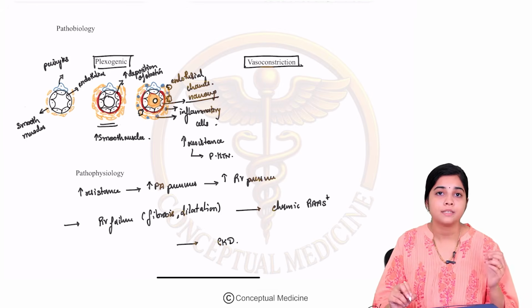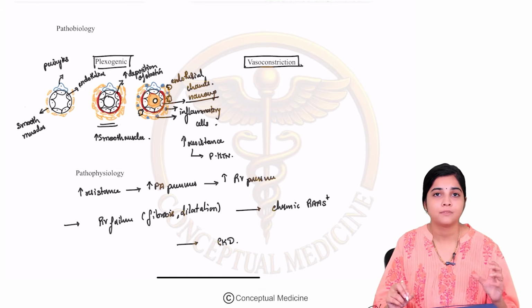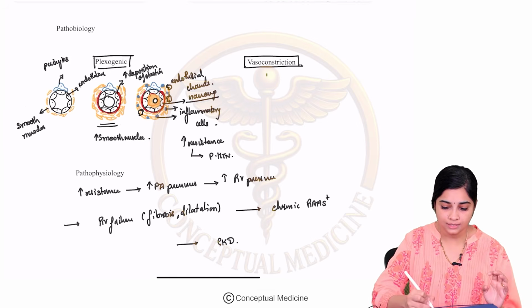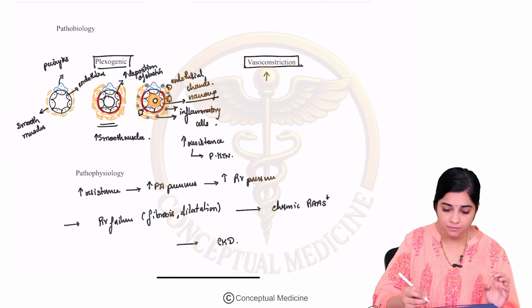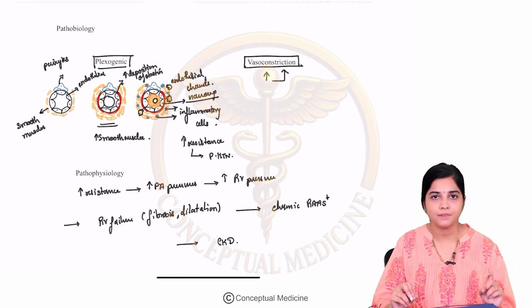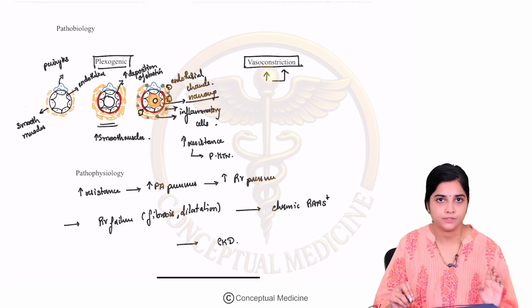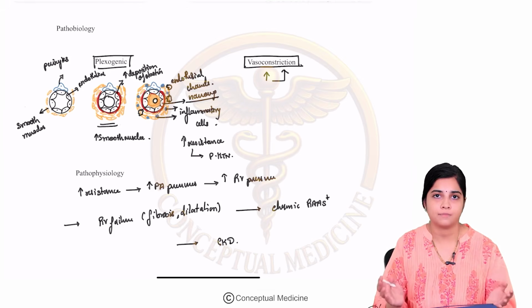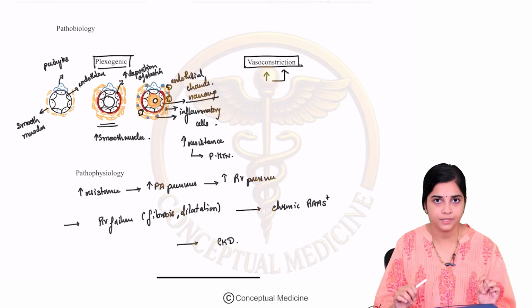So, there can be certain stimuli where there is an imbalance between your vasodilatory and your vasoconstricting molecules, ultimately resulting in increased vasoconstricting molecules, which results in narrowing of the lumen of the pulmonary artery, resulting in pulmonary hypertension. Okay, fine. So, both the plexogenic model as well as your vasoconstriction model explain the pathophysiology of pulmonary hypertension.